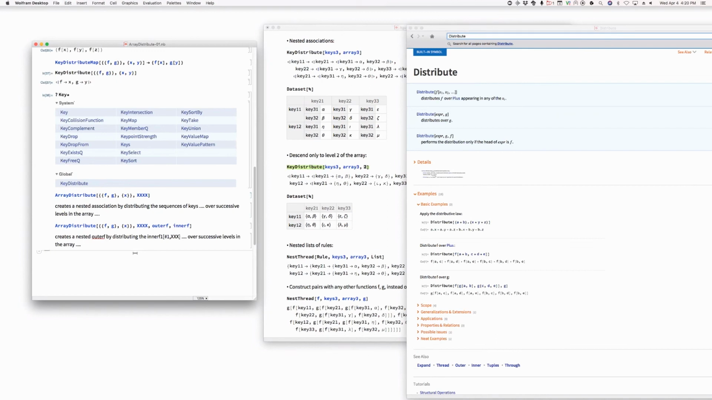All right, I think I have to go to the next thing here. Let's implement it as array distribute, and let's see if we can write documentation under that name. Okay.